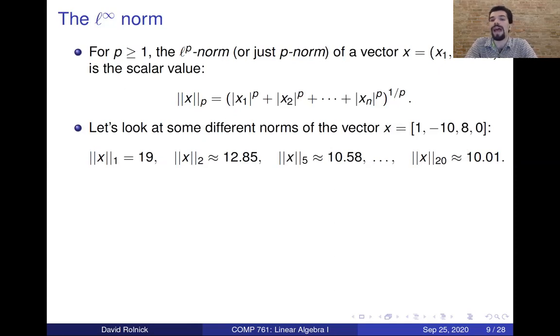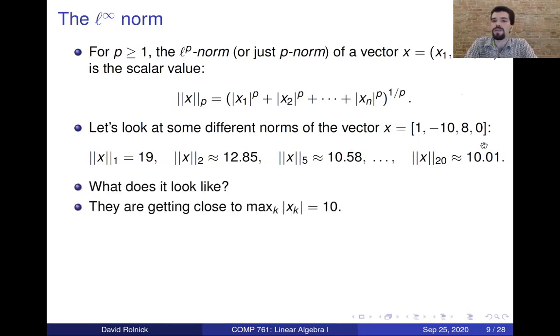So what is happening here as P gets larger? And why? We're not going to do a formal proof because we haven't gone to the calculus of limits, but it is indeed converging to the value 10, which is importantly the maximum absolute value of the entries. Now, why is that the case?